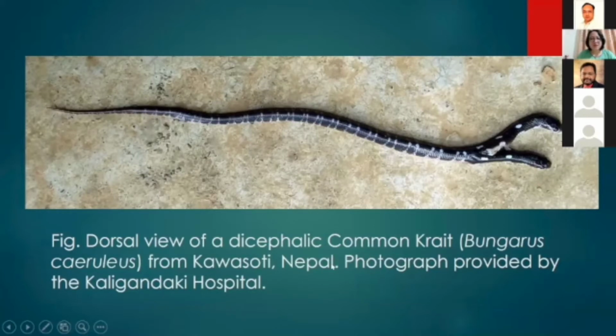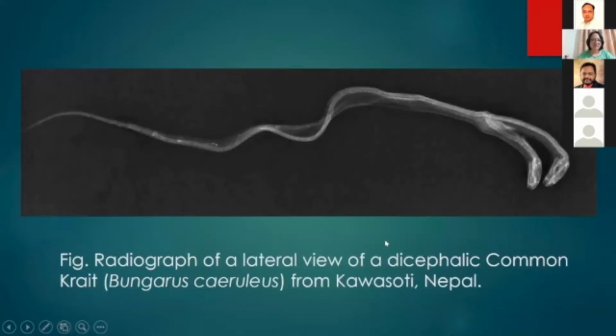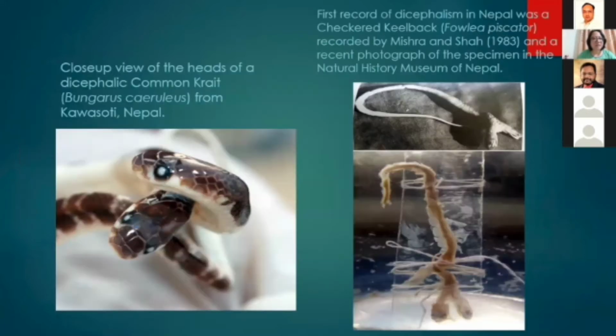This is from a place called Kavasoti in Nepal, and this picture is a radiographic lateral view of a dicephalic common krait from the same place, Kavasoti, Nepal. Some more pictures of the same dicephalic common krait. We can see the closer view of the heads of the dicephalic common krait Bungarus caeruleus.